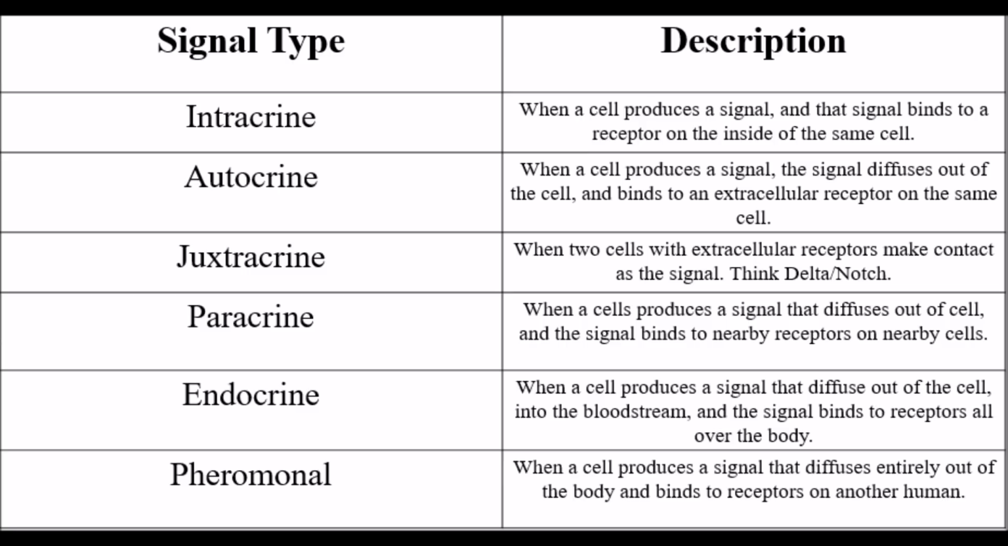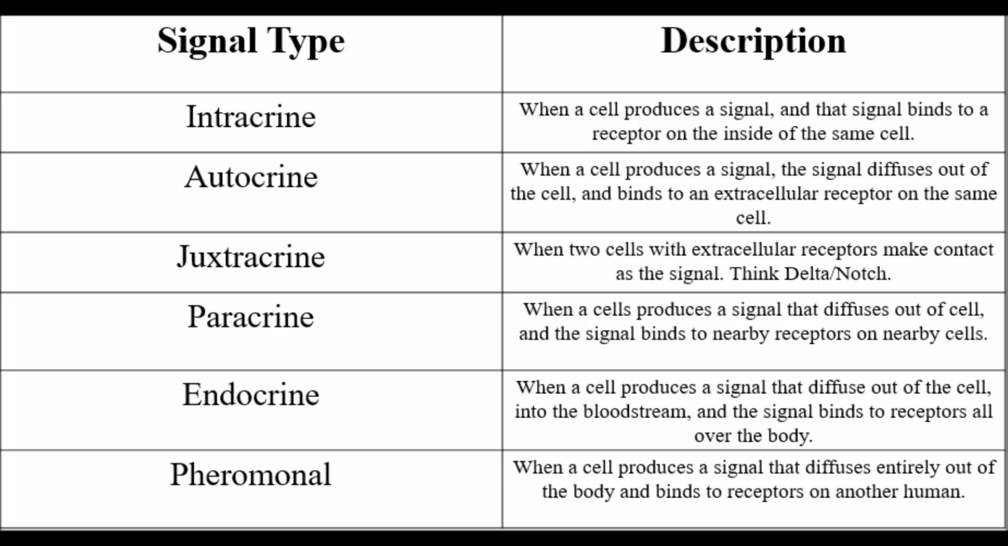Now juxtacrine is when two cells that have these receptors on the outside touch each other, and this causes signal transduction. So this isn't really an independent soluble receptor. These are stuck to the membrane, and these cells have to make direct contact in order to have a response. So this is what we see in delta notch. I would definitely know that delta notch is juxtacrine, and I would also probably go back to the diagram and know a little bit about how it works too.